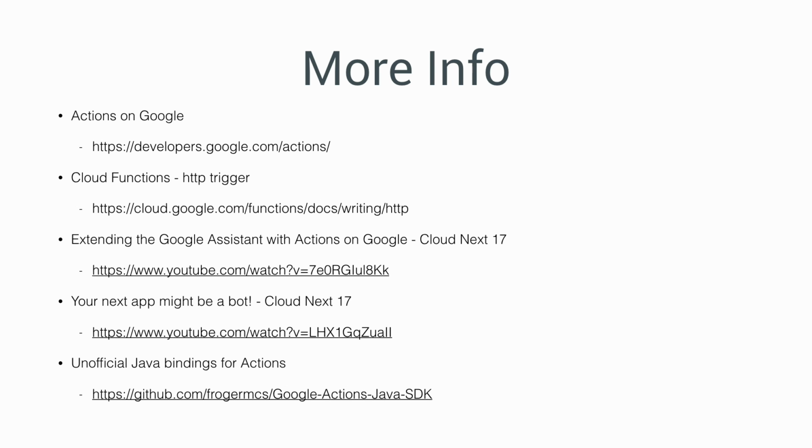If you want some more info, here are all the links. Actions on Google is the main starting point. Cloud Functions, if you want to run your webhooks in the cloud, is here. Extending Google Assistant is a Cloud Next 17 video, really informative, really good. Your next app might be about another one from Cloud Next 17. So those are really good starting points as well. They're going to go into more information for the developers here today.